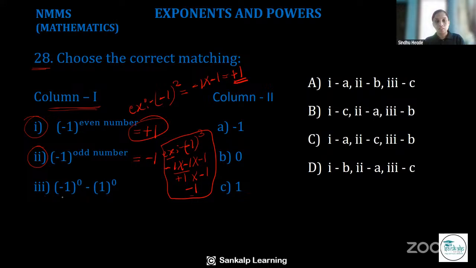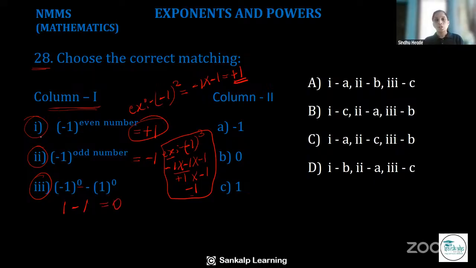Similarly, third one, minus 1 raised to 0, minus 1 raised to 0. So, any non-zero number raised to the power 0 is always equal to 1. Still here minus 1 is there, but the power is 0. So, it is 1 only. Minus 1 raised to 0 is again 1. 1 minus 1 is 0.